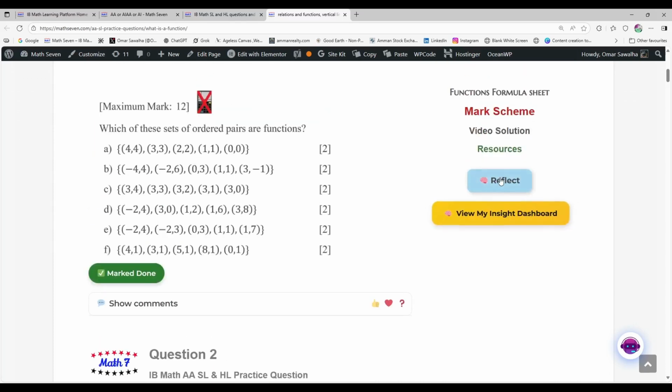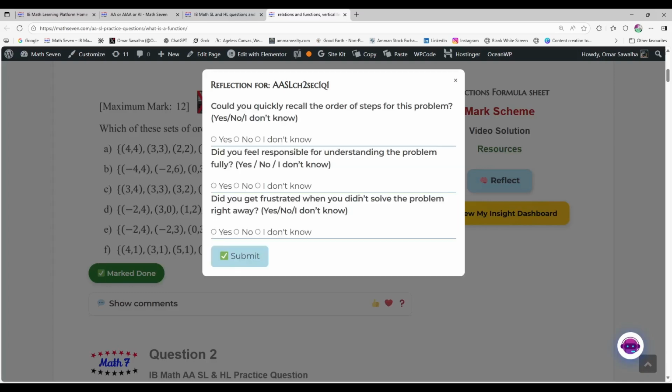Now here, after you solve the question, there is something called reflect. Now this reflect has a few questions you need to answer. Now these questions are important because they reflect how you feel about the question, how did you see it, and so on. For example, could you quickly recall the order of steps for this problem? You could say yes, you could say no, you could say I don't know.